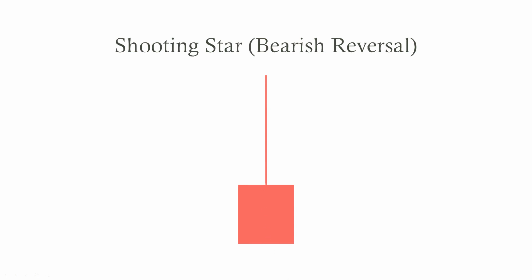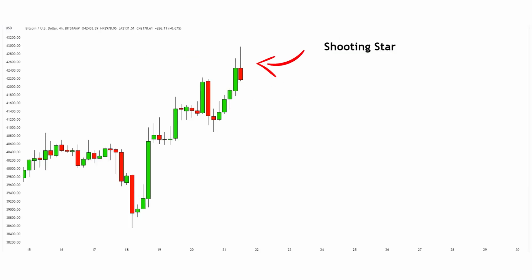In this chart, we have the 4-hour time frame of Bitcoin versus the US dollar. I marked a clear shooting star pattern after the price has been rising for a while.